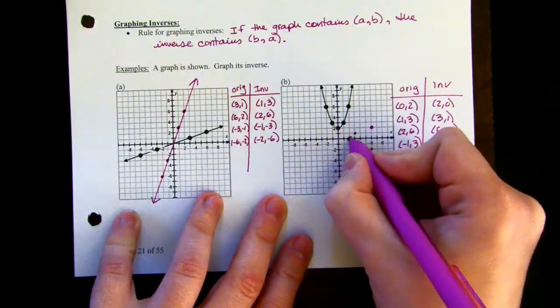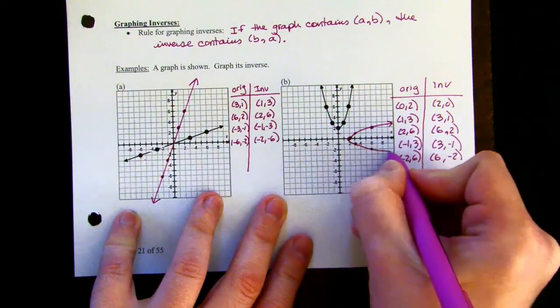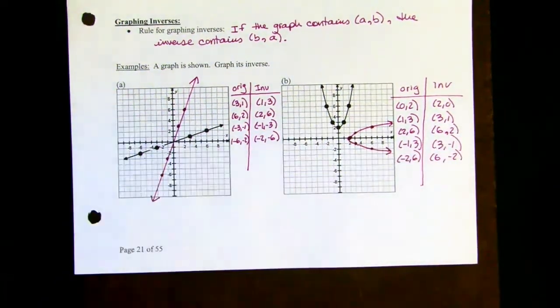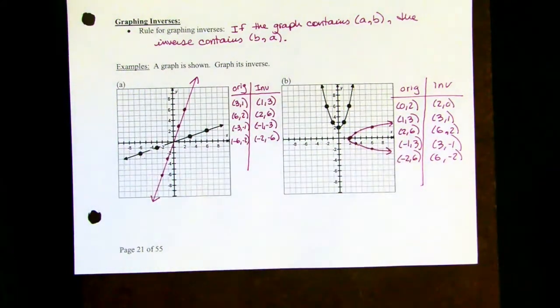I'll go connect those dots. And I'm going to get something that looks like that. What is a little bit interesting to notice here is the original was a function. I don't think the inverse is a function, though. Wouldn't pass that vertical line test, but that's okay. It's still the inverse. Finish copying that down.